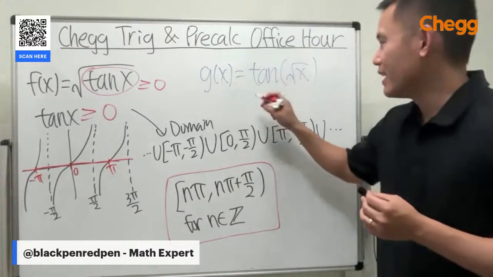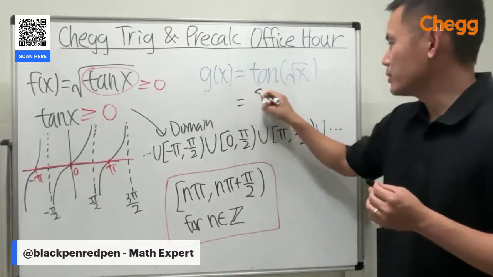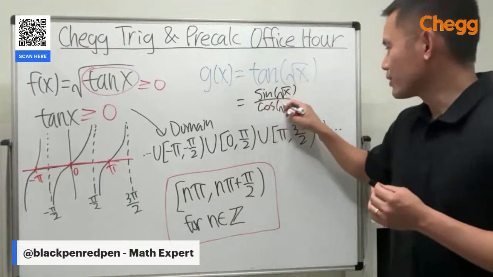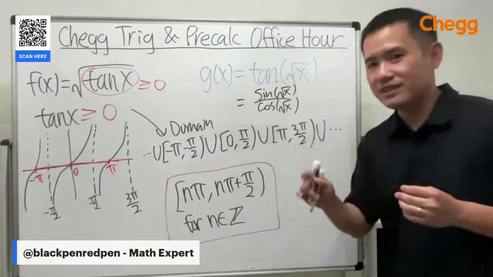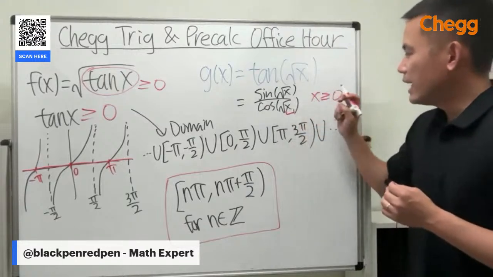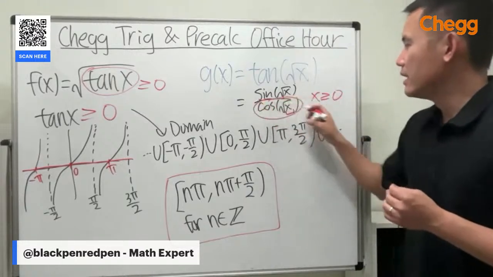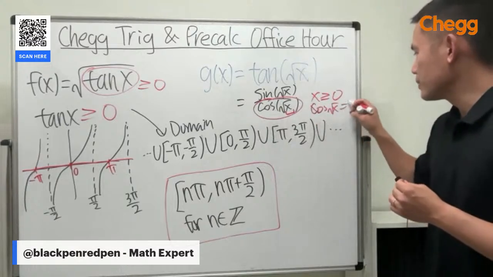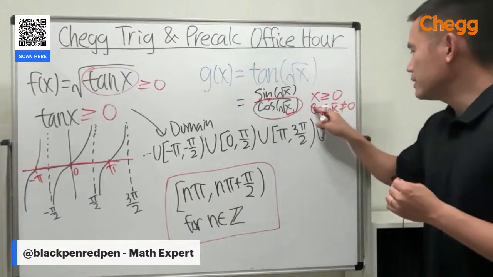As for this one, make sure you write it down. I'm just going to write this down for you guys real quick. Make sure you write it down as sine of square root of x over cosine of square root of x. And then you have two conditions. Make sure you set this to be greater than or equal to 0. And then you have to set this not equal to 0. Cosine of square root of x not equal to 0.